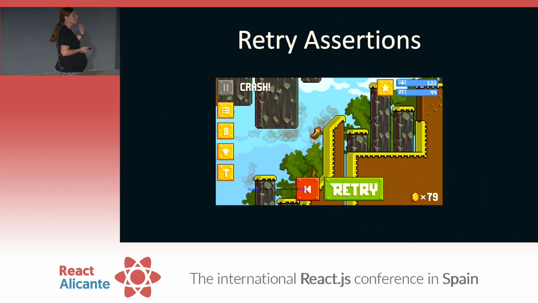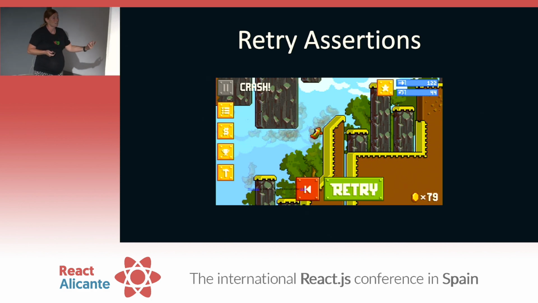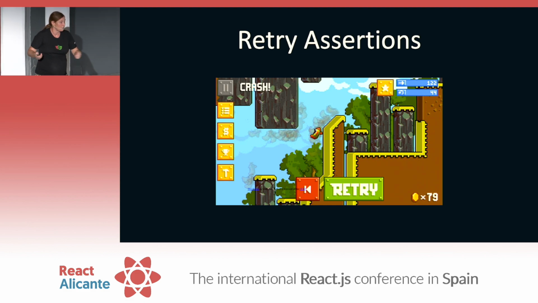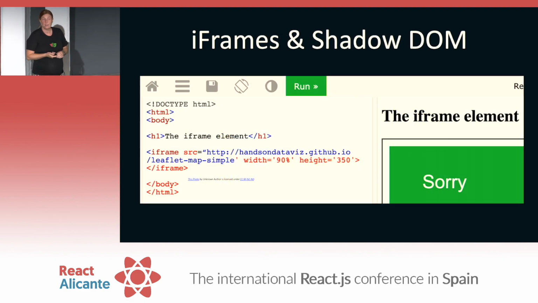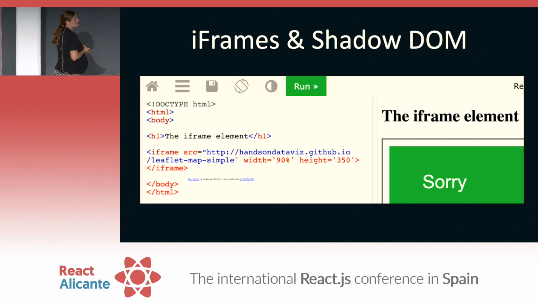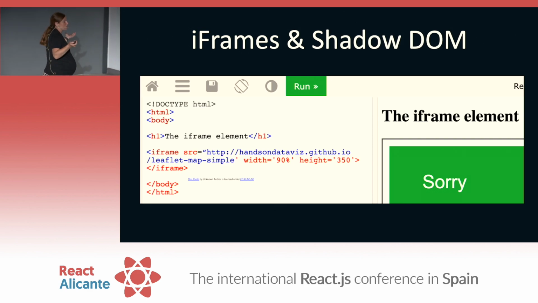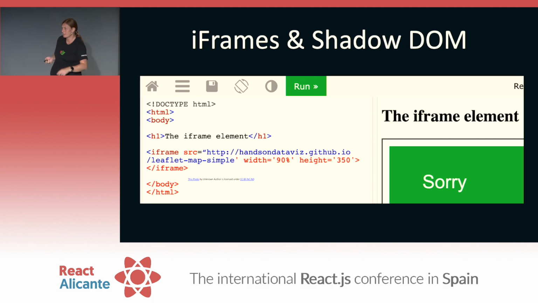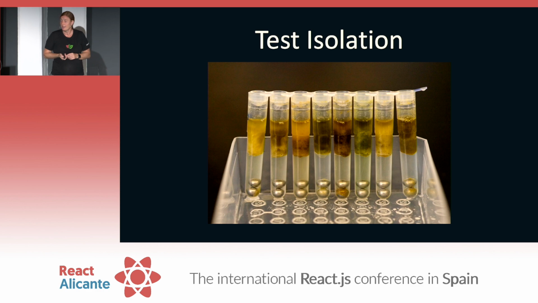Retrying assertions, when you're asserting that something is visible on the page. If it first can't see it, because it's waiting for that to re-render, it will then retry, and it will keep going until it finds it or until it times out, of course. You can test iframes and shadow DOM. Just test it like normal. It just works. You don't have to do anything extra or add a plugin. You just test it like it's a normal element in the DOM.